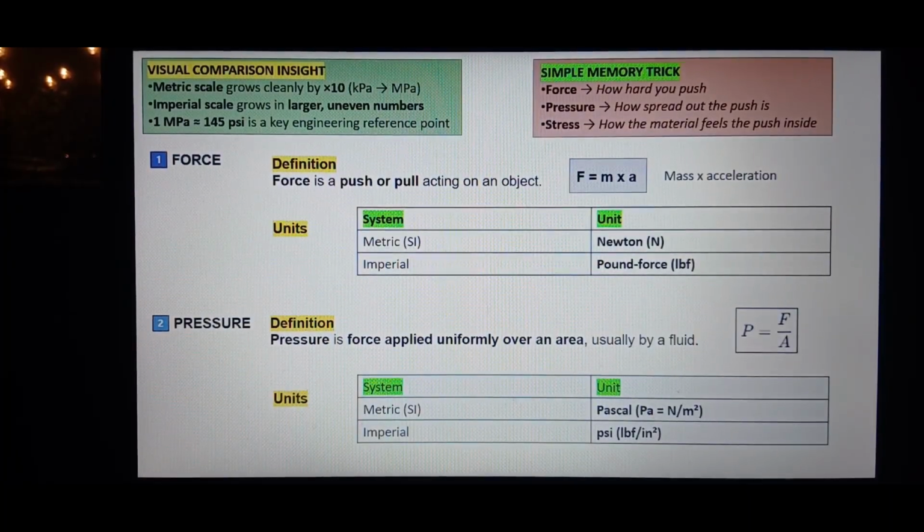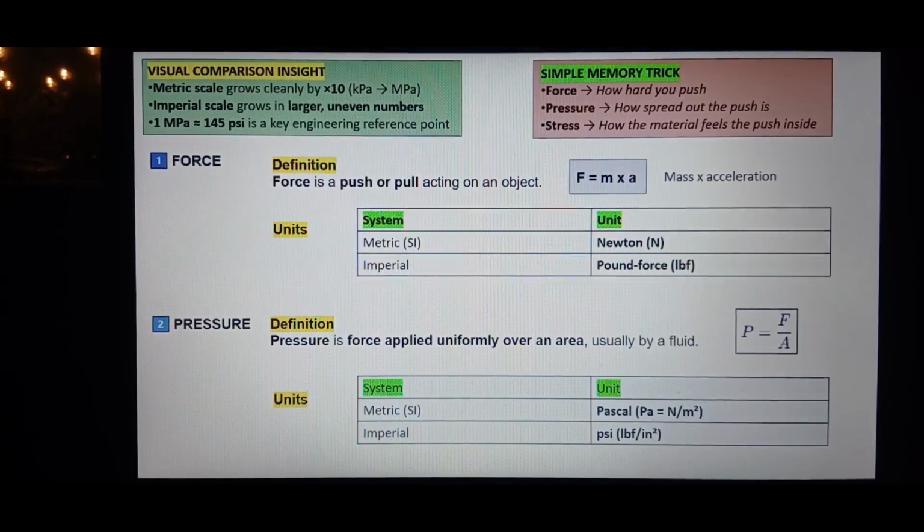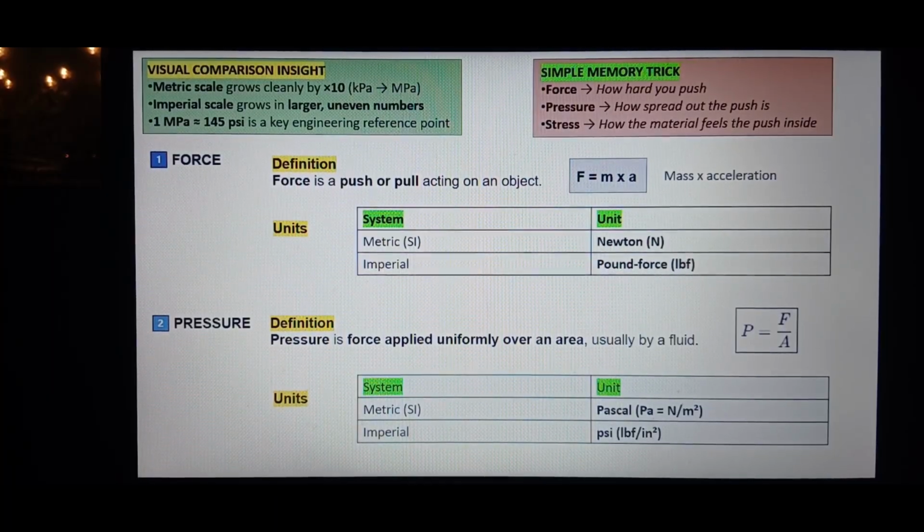Visual comparison insights. The metric scale grows cleanly by multiples of 10, from kilopascals to megapascals. The imperial scale grows in larger uneven numbers, like 1 megapascal is equal to 145 psi.